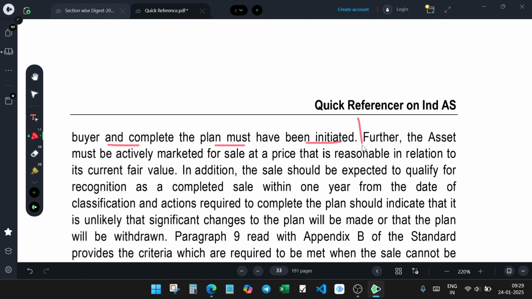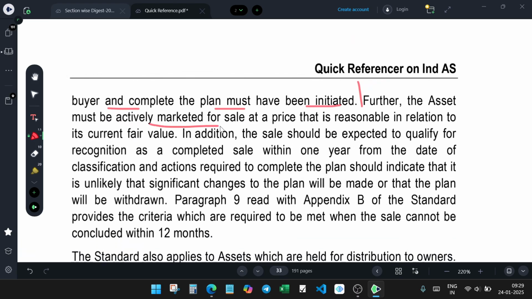So to have it in the non-current asset, management has to take steps forward to find a buyer to sell this asset on a fast basis, so that you recover the cost and you can reduce the cost. You can reduce depreciation. You can sell it and you can have it in the non-current asset. That's it. Further, the asset must be actively marketed for sale at a price that is reasonable in relation to its current fair value.